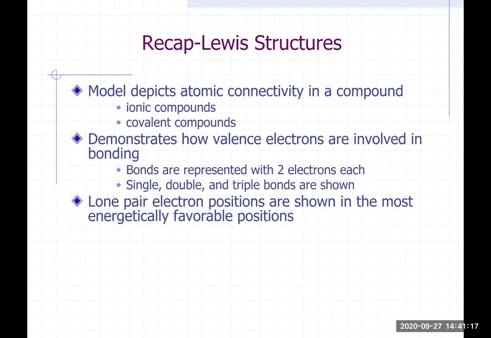Lewis structures we've looked at, you can draw Lewis structures for ionic compounds and covalent compounds. Lewis demonstrates how valence electrons are involved in bonding. The bonds are represented with 2 electrons each, and we have single, double, and triple bonds. And lone pair electrons are positioned as shown in the most energetically favorable places surrounding an atom or a compound structure.